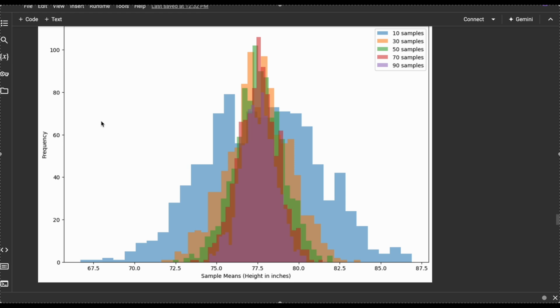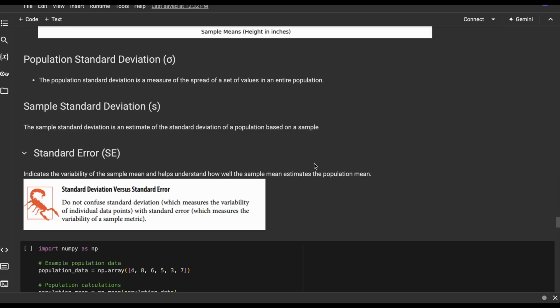This is why data scientists often rely on large samples to achieve a normal distribution. The population standard deviation measures the spread of the set of values of the entire population, and the sample standard deviation estimates the standard deviation of the sample data. Standard error is very useful, it helps to understand how well the sample mean estimates the population mean.